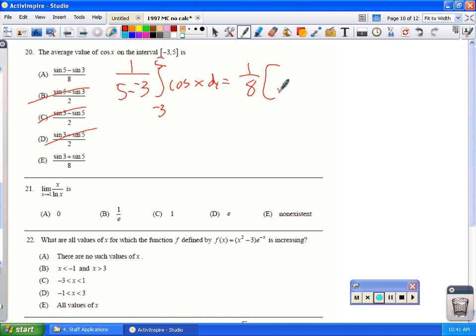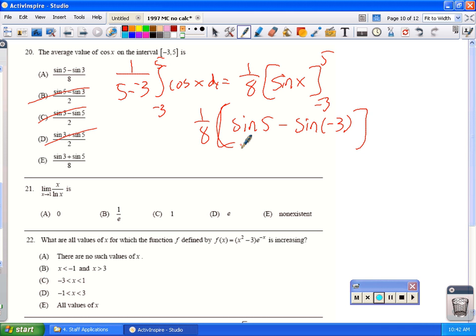What's the antiderivative of cosine? Sine, from -3 to 5. So you get 1/8 of sine of 5 minus sine of -3. And then you're looking at your work and their work and wondering why none of their answers have a -3 in them. Well, then one goes to pre-cal, and you say, you know what, I bet they did.